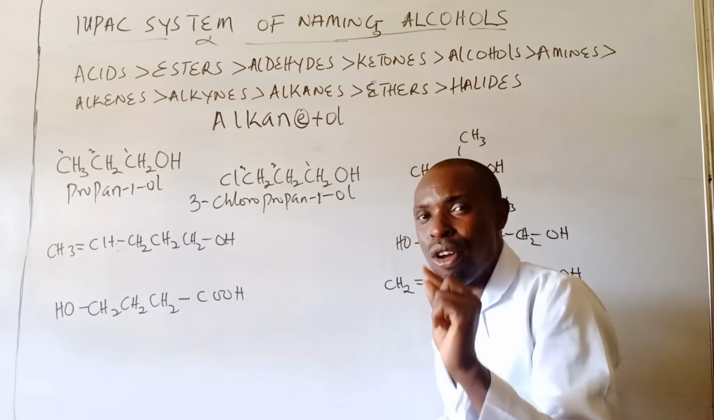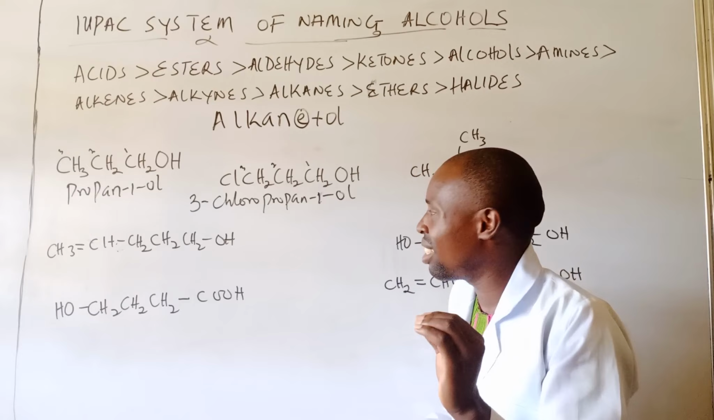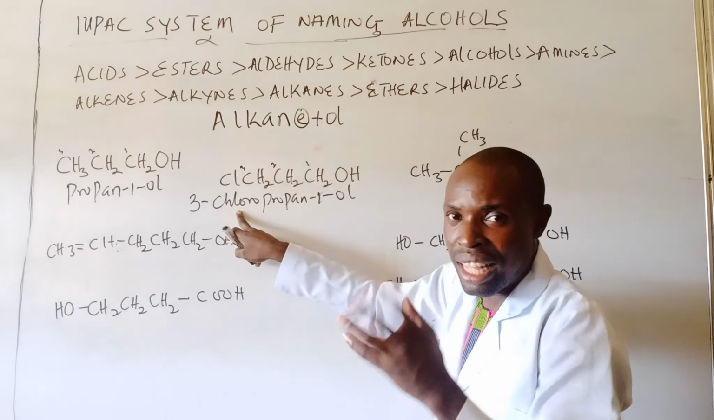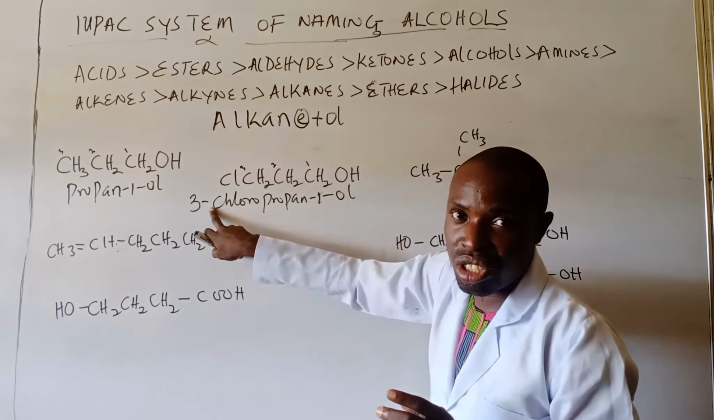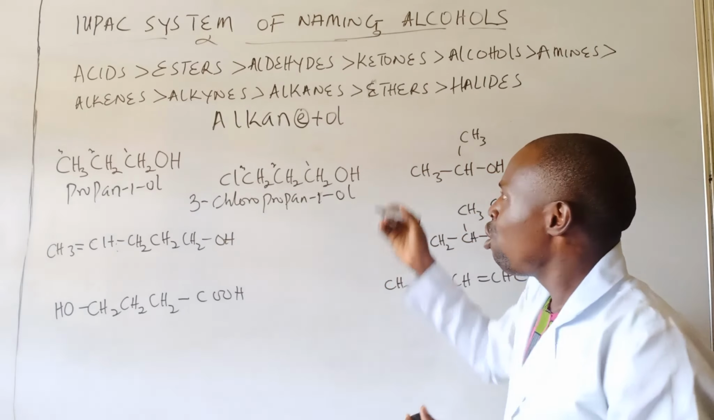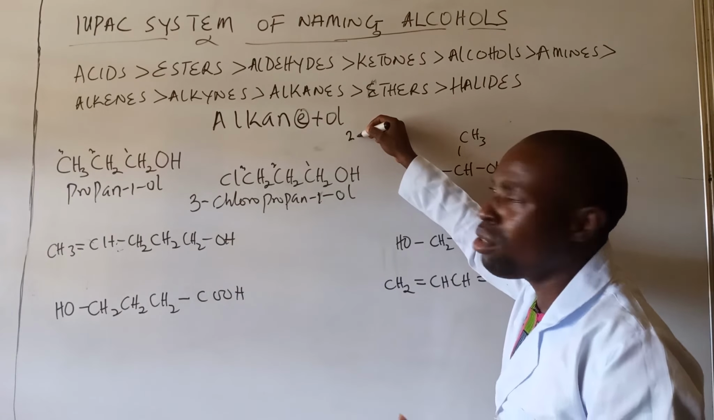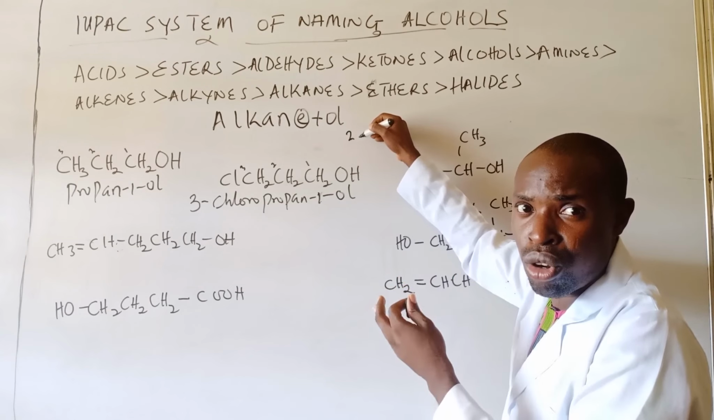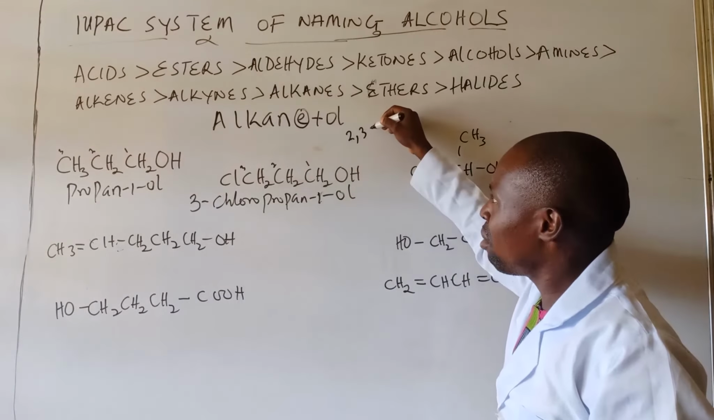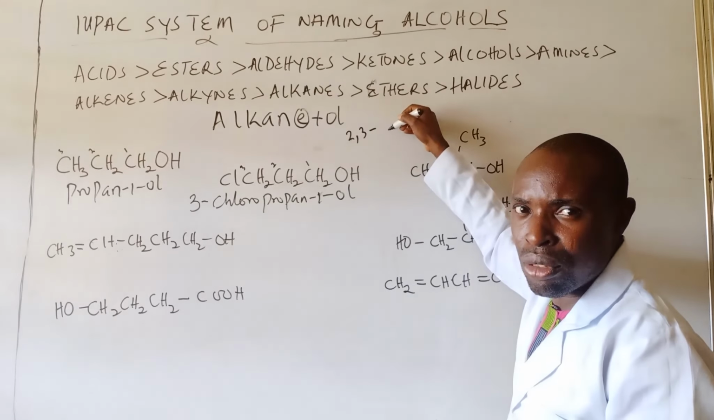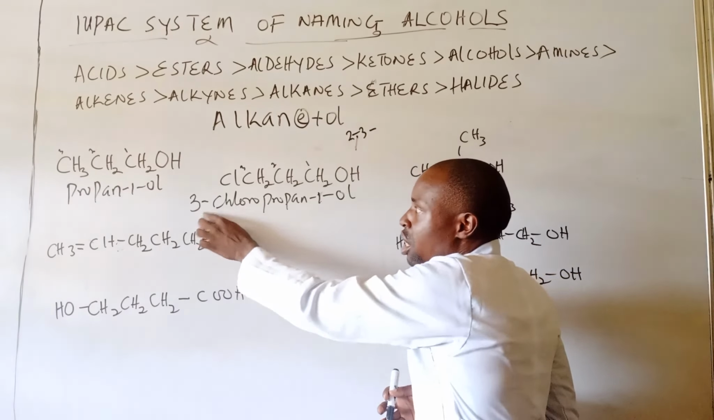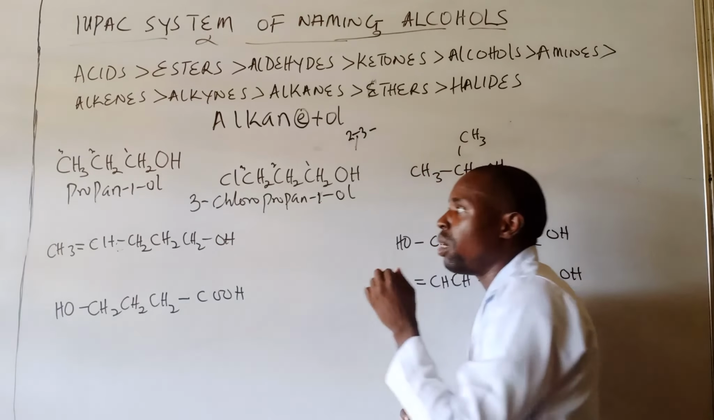Remember, be careful of your comma and dash. Knowing where to put them will give you less risk. When you're having just a number before you go to a letter, take note, a dash is used. But when you're having two numbers, like 2, 3, to name a particular substituent, you put a comma between 2 and 3, then a dash before the substituent. Please take note. So 3-chloropropan-1-ol.